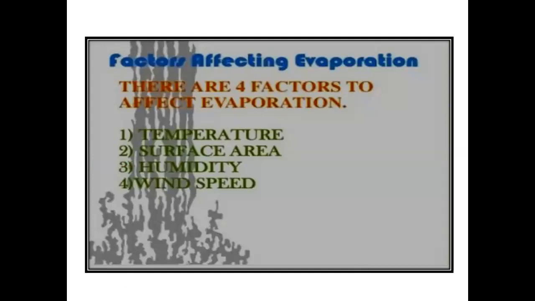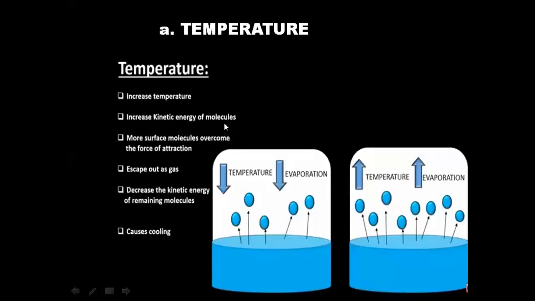The factors affecting evaporation. Since there are various applications and examples of evaporation around us, we must know what the factors are which affect the process of evaporation. These include temperature, surface area, humidity, and wind speed. Temperature.